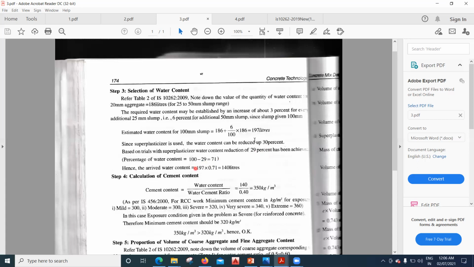So how much water have we got? 197 liters of water we actually need to put. But since we are putting the plasticizer, this water content can be reduced. What are we supposed to do? 197 into 0.71, which comes out to be 140 liters. That means what has happened now? Our water has come down from 197 to 140 liters, first thing.